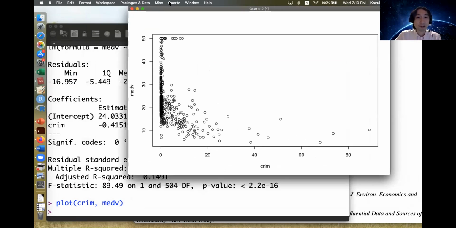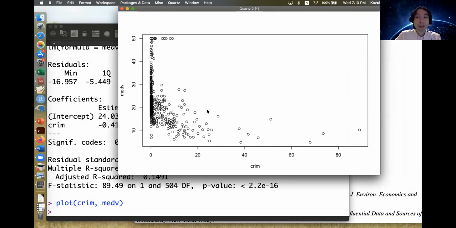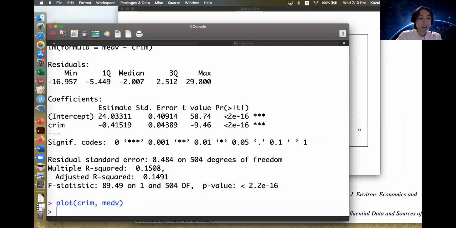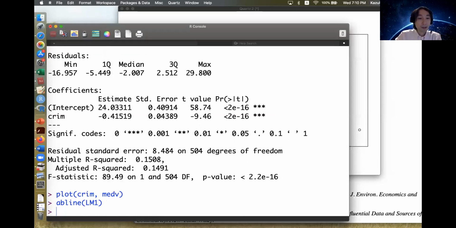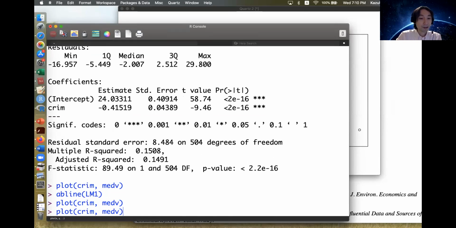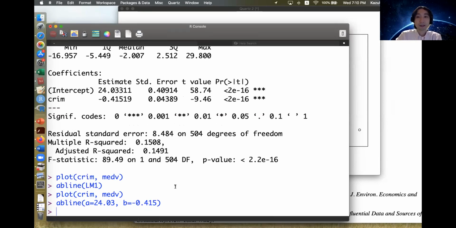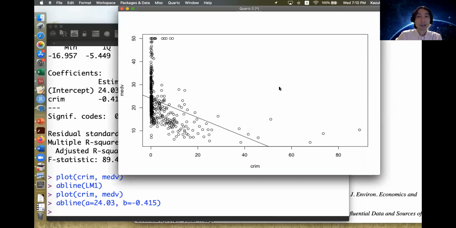So we want to put the straight line here, and also we want to see how reliable the regression line is. If you put the abline of this linear object, then you can see the straight line here. Another way is to use abline so that you can give a and b. A is the intercept, so 24.03, and b is equal to negative 0.415, then you can see the same graph.